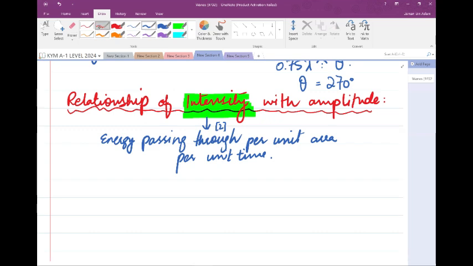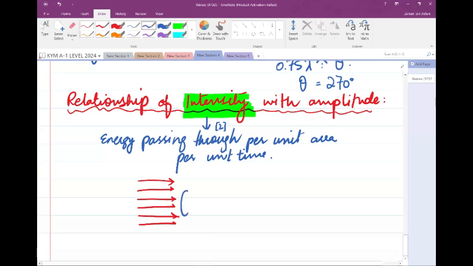I'll try to explain this to you. Imagine that these red arrows are indicating different waves that are traveling towards the right, and there is a surface in the path of it. Let's say this surface has an area of A. We can see that all the waves won't be passing through this surface area. Only a few waves will be passing through this surface. The rest of them will be passing above or below it.